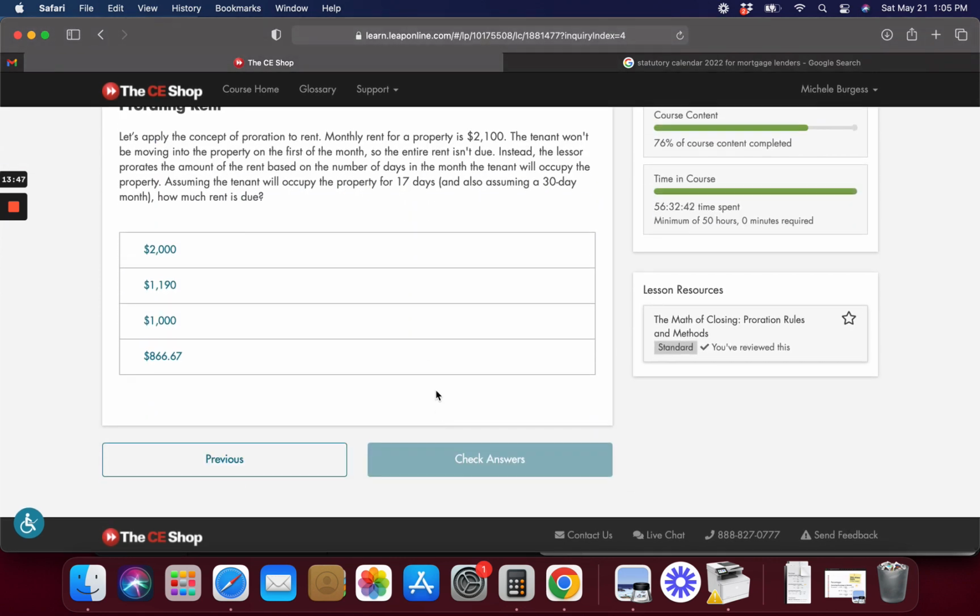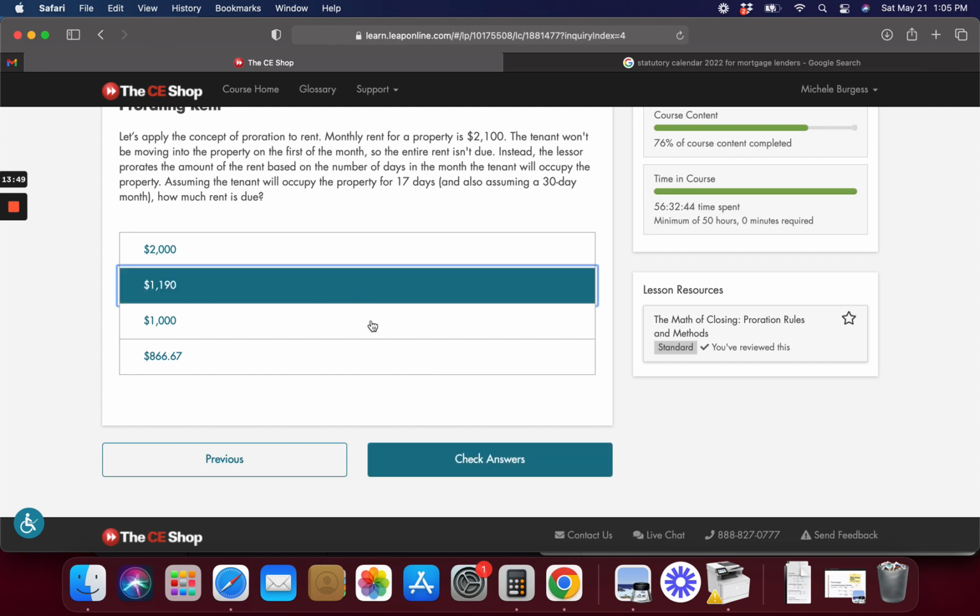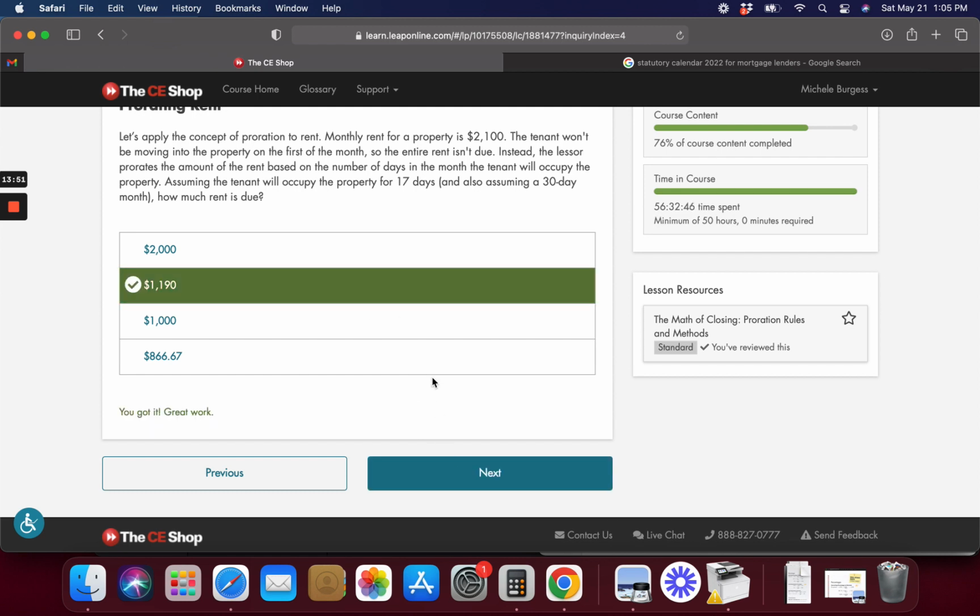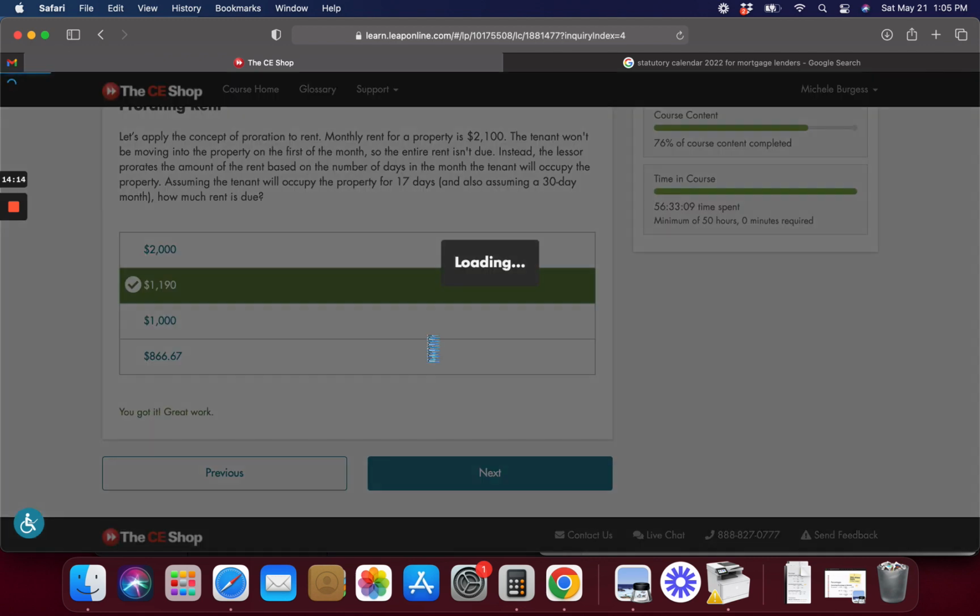Okay. Prorating rent. I have no idea. Okay, 2,100 divided by 12. They will occupy for 17 days. How much is the rent due? Okay, this is just for a month, so that's not going to be too bad. So you do 2,100 divided by 30 days, probably. I should have got it wrong. That way we would know how to fix it.